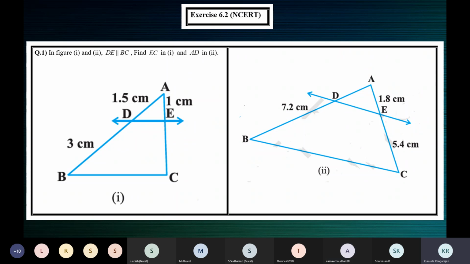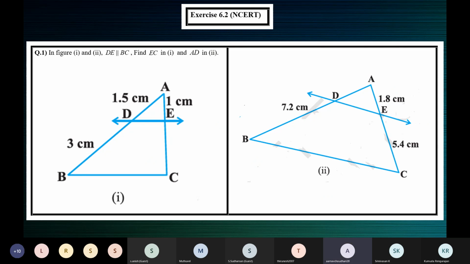How to work this? For the first figure, we can do it by BPT. 1.5 by 3 is equal to 1 by EC. Then we transpose it to the opposite side. Then it becomes 2 centimeters. Very good. The next one?